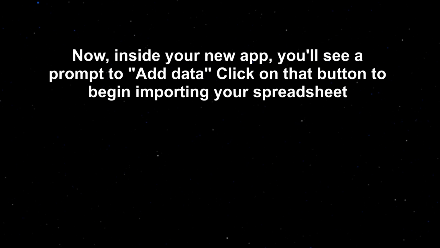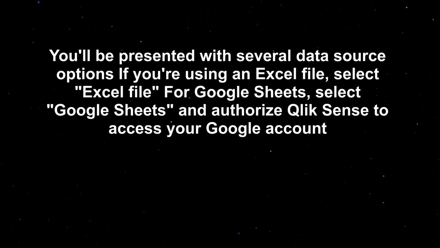Now, inside your new app, you'll see a prompt to add data. Click on that button to begin importing your spreadsheet. You'll be presented with several data source options. If you're using an Excel file, select Excel file. For Google Sheets, select Google Sheets and authorize Qlik Sense to access your Google account.